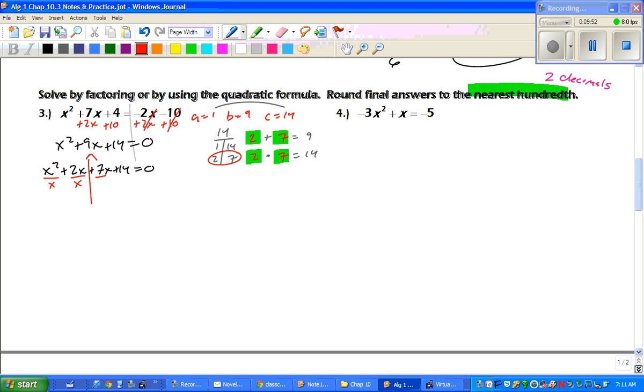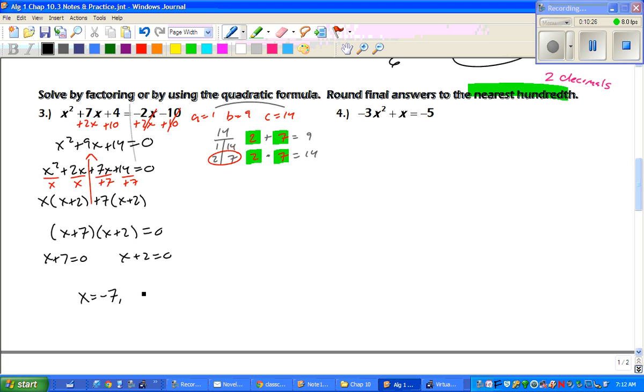Okay, we take out the x, take out a positive 7, you get x plus 2, positive 7, x plus 2. And if you look at our check right here, it's good. So we get x plus 7, x plus 2 equal to 0. Set each one of those equal to 0. And then you get your final answer of x equals negative 7 and negative 2.